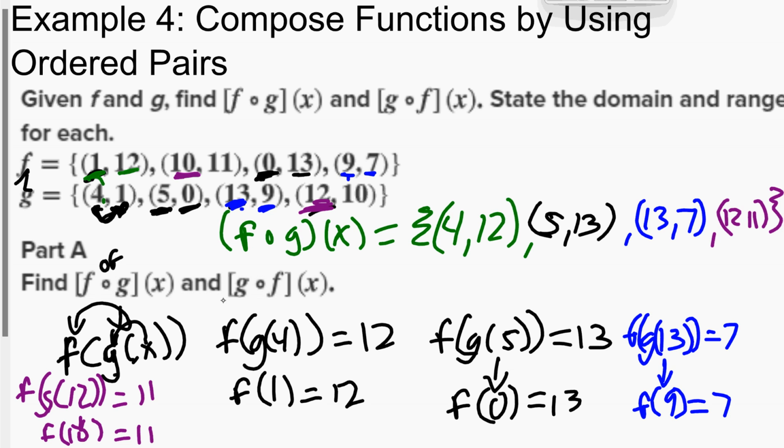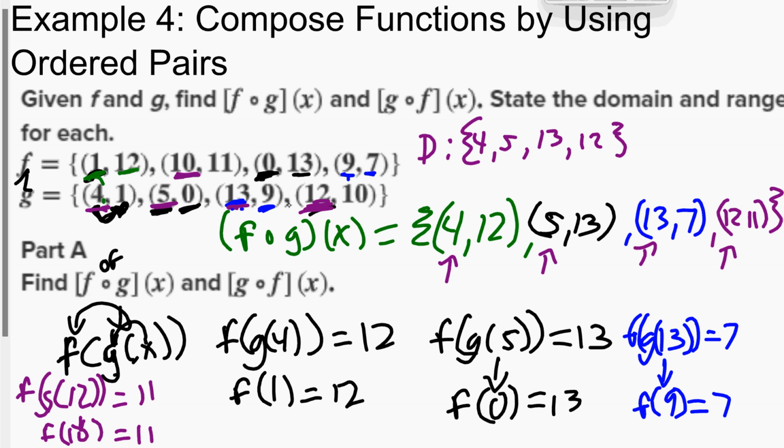So my domain is all my x's, so that's 4, 5, 13, and 12. And you notice those are all the x's of my g. And then my range are all my y values, 12, 13, 7, and 11. And you notice those are all the y values of my f. And that is the case.